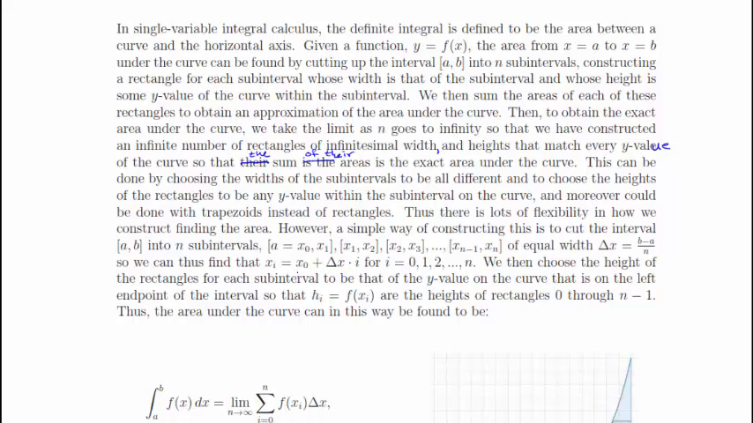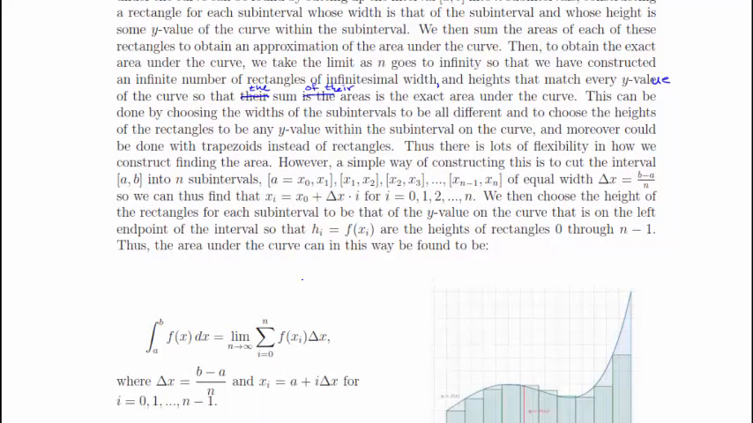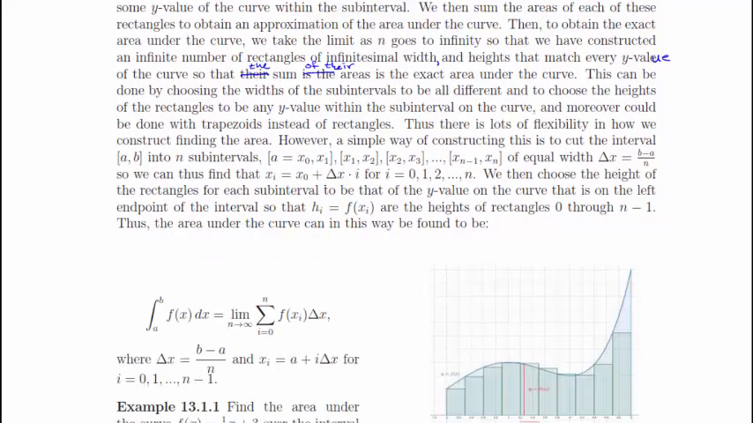So if i is 0, we would just get x0, our left endpoint of the interval. If i is n, we have then multiplied delta x n times and added that to x0, which will give us x sub n. We can then choose the height of the subrectangles for each subinterval to be that of the y value on the curve that is on the left endpoint of the interval, so that the height h sub i equals f of x sub i are the heights of the rectangles 0 through n minus 1. So we're not going to use the n value here if we're doing left endpoints. If we were doing right endpoints, we would choose i equals 1 to n for my x sub i. So the x sub i are the x's that we're plugging into the function to get the y values, the heights of each rectangle.